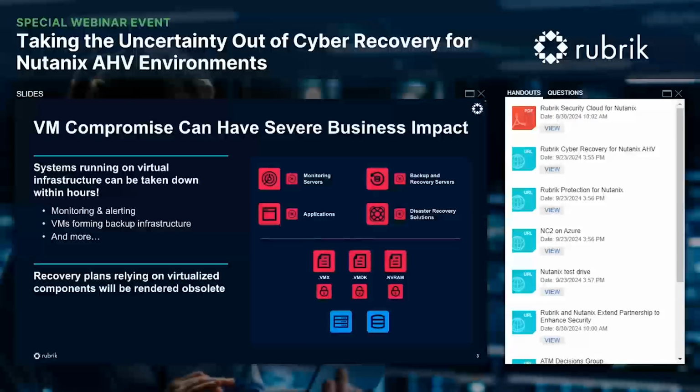Attacks on virtualized systems can have potentially severe consequences. VM-level encryption attacks are particularly dangerous, as they exploit host VMs and target the underlying virtual machine and virtual disk files. This can significantly impair your entire virtualized infrastructure, monitoring and alerting systems, BCDR solutions, and other critical applications.